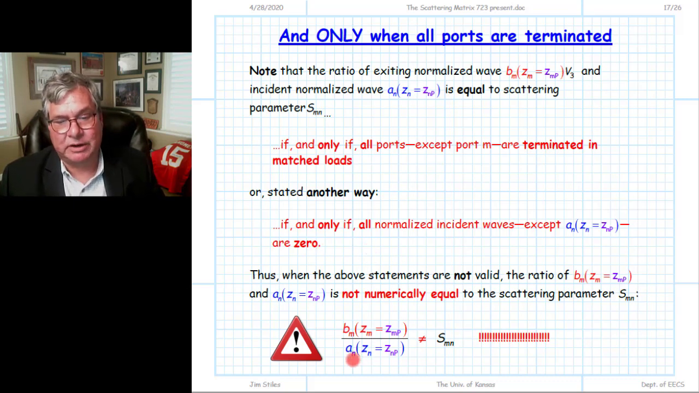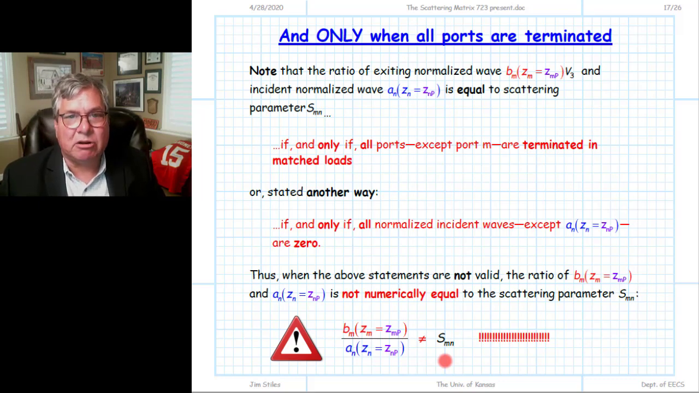Now we could go through and determine the incident wave on one of those ports, and we could determine the scattered wave value, normalized value, at some other port there, and they would both be complex numbers. We could take the ratio of those two values and we get another complex number. But that complex number would not be the scattering parameter associated with the incident and exiting wave.